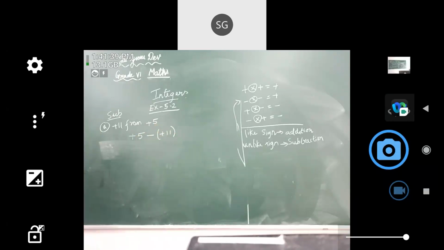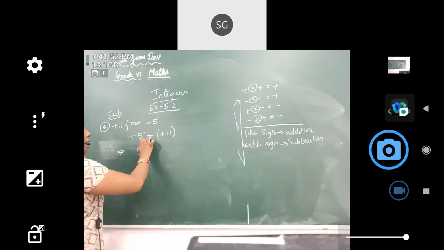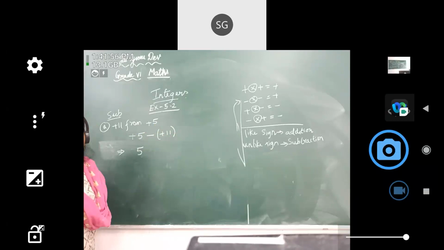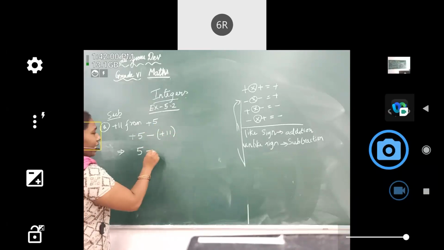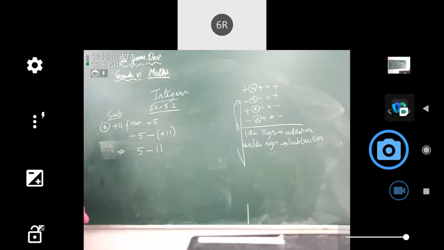Now, what is my next step? Ma'am, remove the brackets and multiply the signs. Very good. Remove the brackets. So plus 5 I can write as 5, and minus into plus. Multiplication of different signs is going to be minus. So minus 11. Now I have two integers, plus 5 and minus 11. Are they like signed or unlike signed?